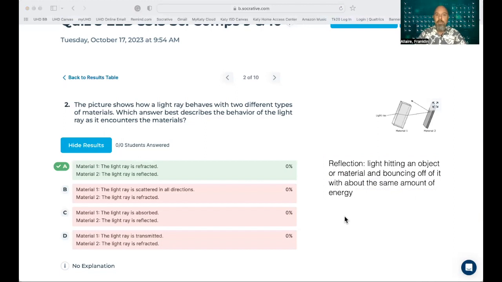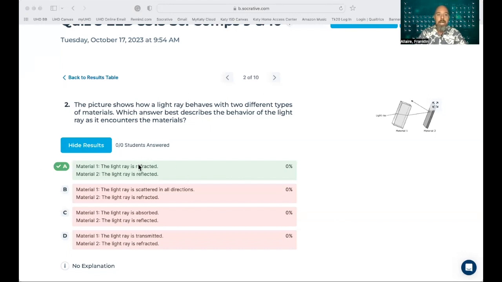So we see this every day when you are looking in the mirror. Light hits you, it bounces off of you, it hits the mirror, which reflects that light with about the same amount of energy, and it goes into our eyes, so we're able to see how handsome and beautiful we look as we're getting ready for class and work in the morning.